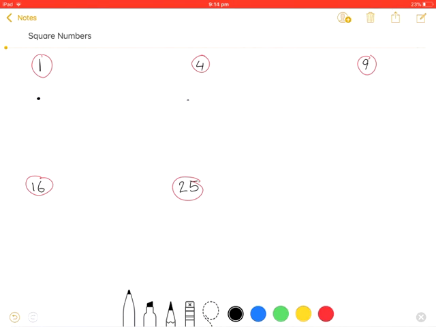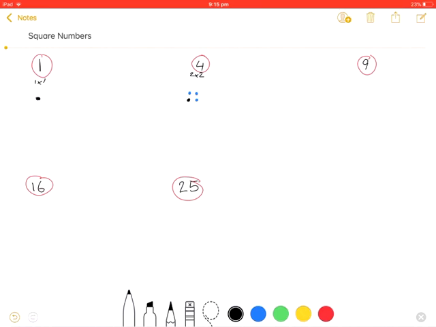All right, so 4, I can make 4 with counters or dots into a square. Can you see my square there, 2 by 2? Because 2 times 2 is 4. 1 times 1 is 1. We can make it look like a little square if that'll be easier for you.